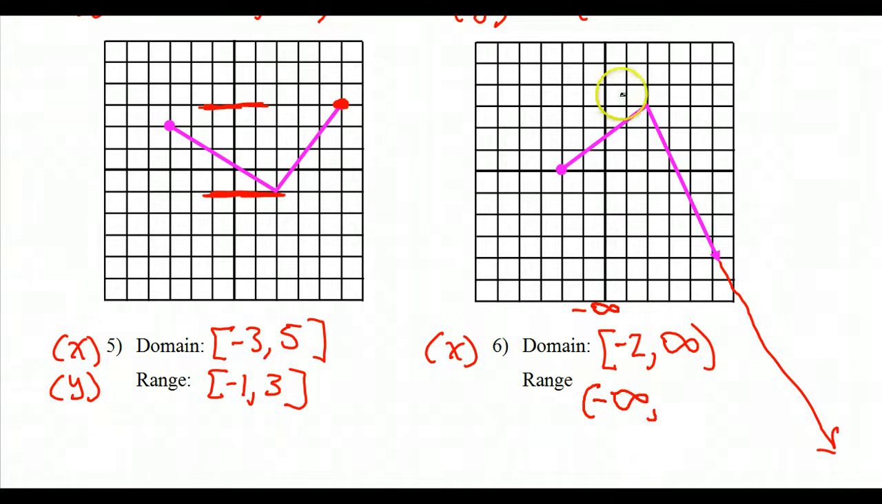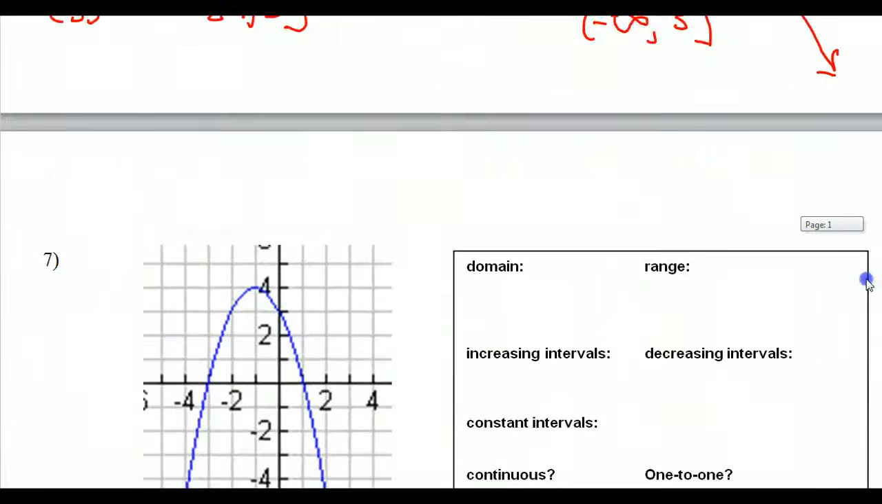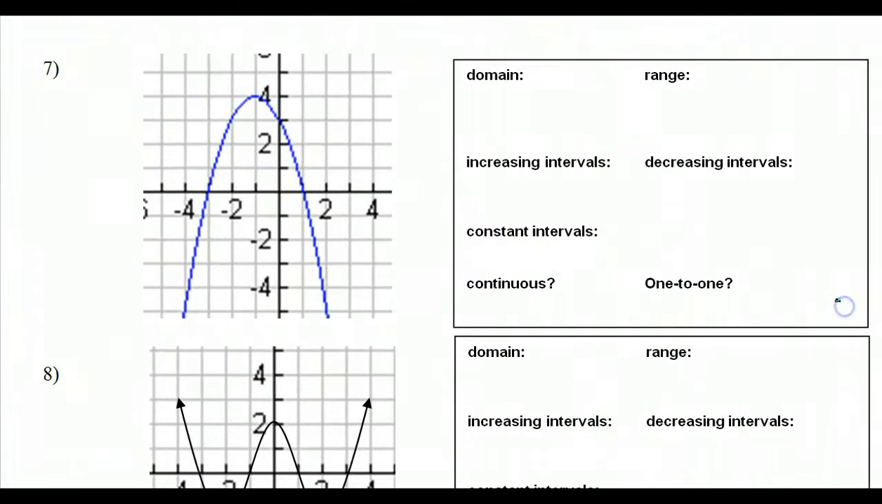Now, how high does it go? This is the tallest point, the highest point on the graph. So it goes from -infinity to 3. All right, so that's a little lesson on how domain and range works. Very basic, but there it is. Now let's add to that.